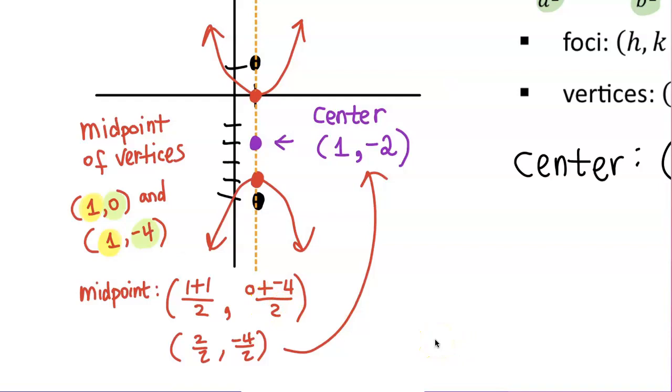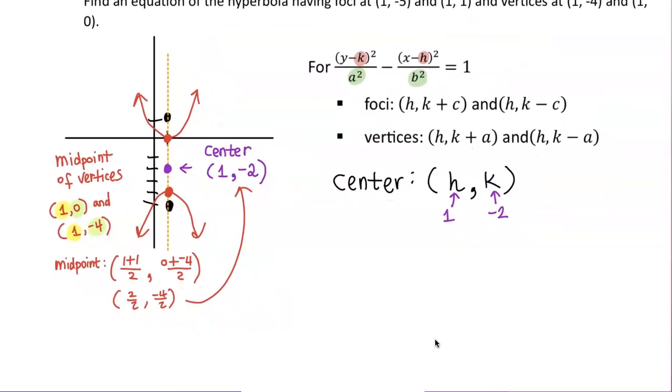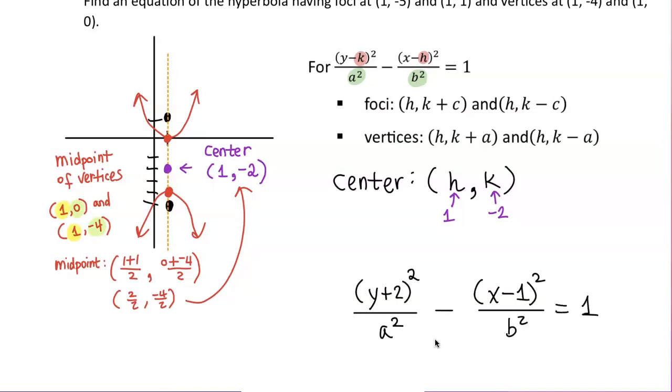Okay, so we got the center, which means h is 1 and k is -2. So I can write part of the answer right now. Here's the equation going to be: (y plus 2) squared over a squared minus (x minus 1) squared over b squared, and that equals 1. By placing the h and k into the equation, we're about halfway done. Now we need to go find what a squared and b squared are, okay?